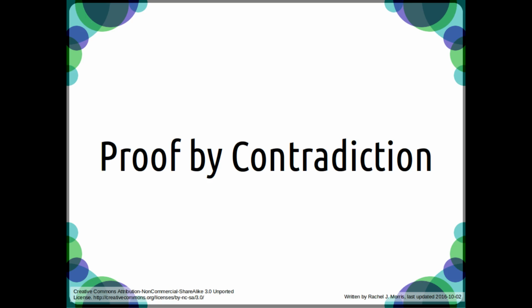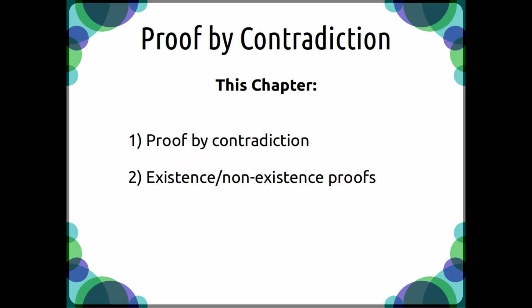For chapter 2.5, we're covering proof by contradiction, and this chapter is actually pretty small. We're not covering everything in the chapter. We're mostly looking at proof by contradiction and existence or non-existence proofs.